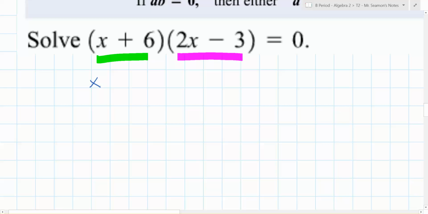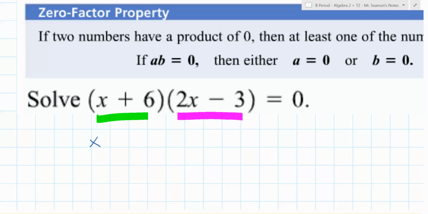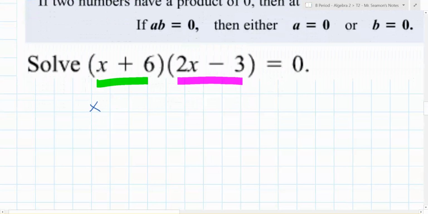So I'm not asking for the answer. I'm asking for the next piece. Do not solve these. Give me just the next piece. Either what is true? There's two things here. The green thing and the purple thing. What's the green thing? What did I underline? Either x plus 6 is 0, or 2x minus 3 is 0.